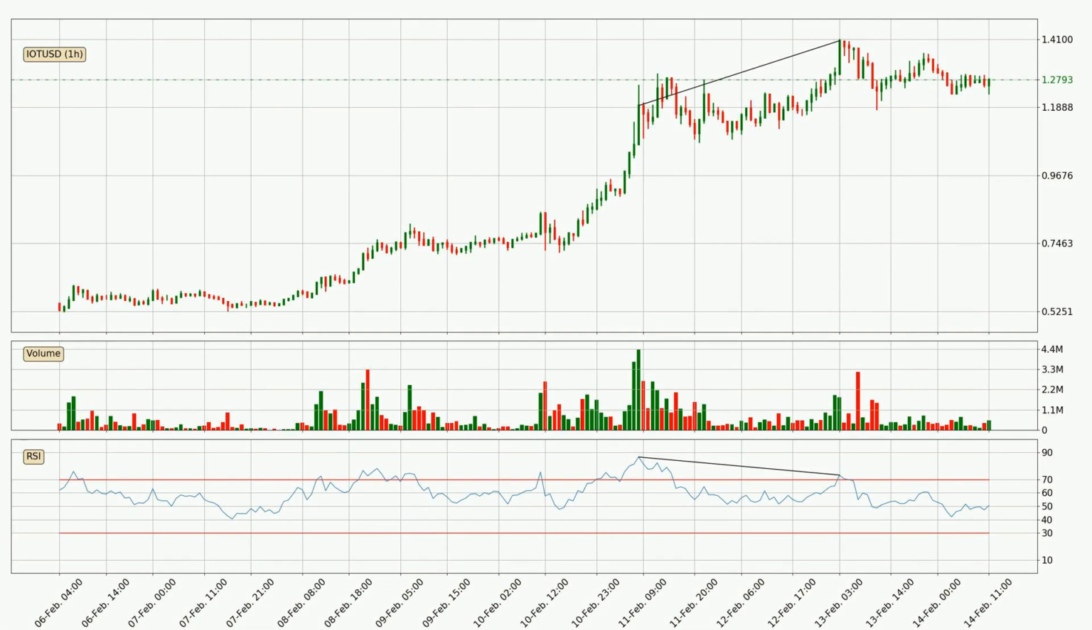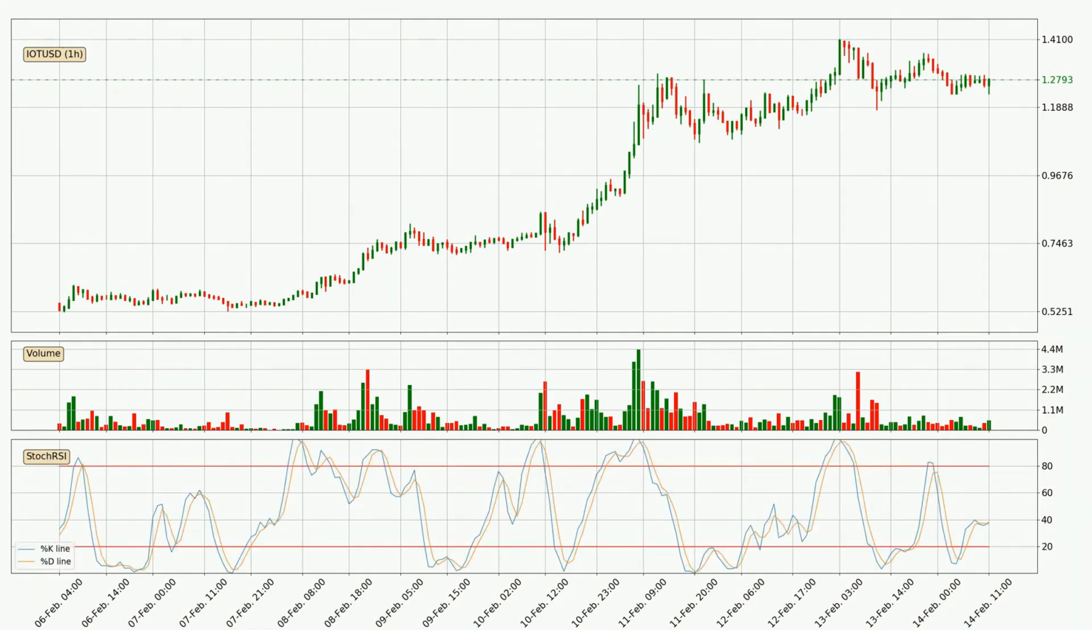On the lookout for divergences in the hourly time frame, owing to the bearish divergence, the price has already gone down. Moving to the hourly stochastic RSI, there are no signs of the stochastic RSI being oversold or overbought at this time, but the %K line is over the %D line, which means the current trend is to the upside.